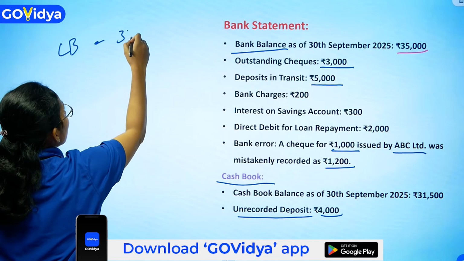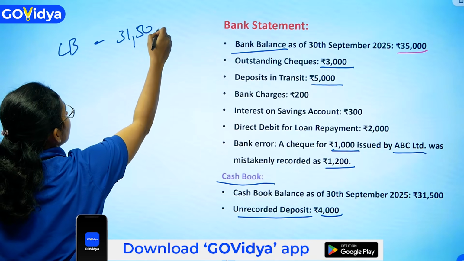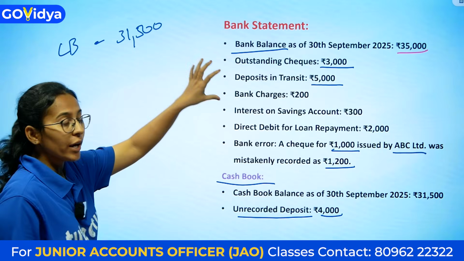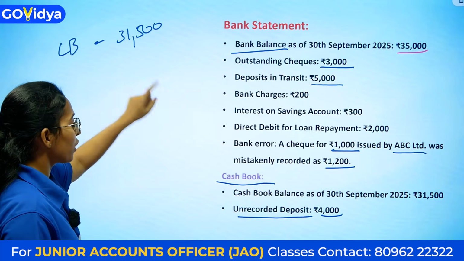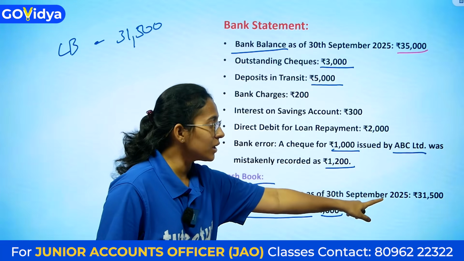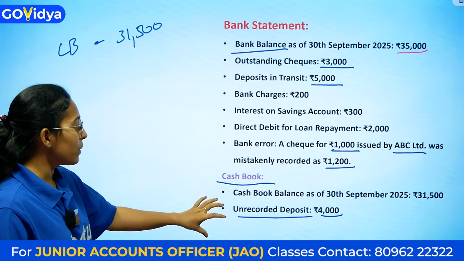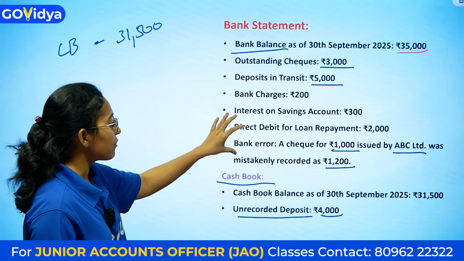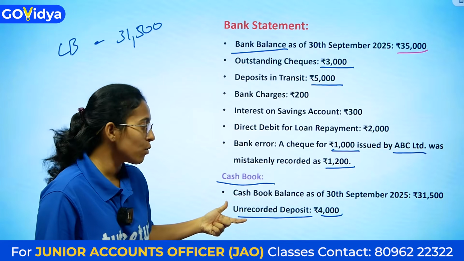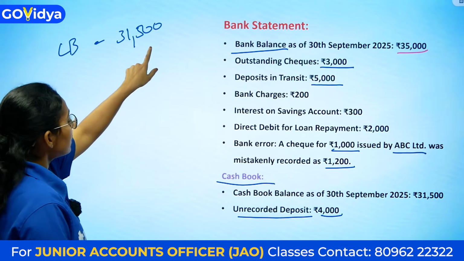That is 31,500. So we are going to prepare as per the cash book. What is the cash book balance as on 30th September? That is 31,500. We are assuming that these other transactions have not been considered by the cash book. So now, 31,500.